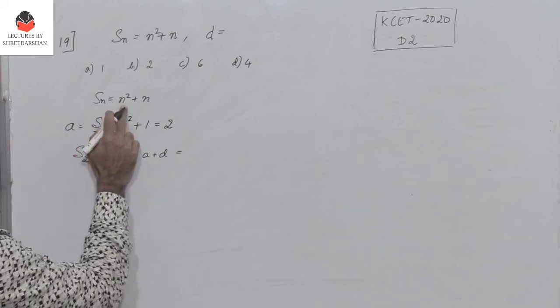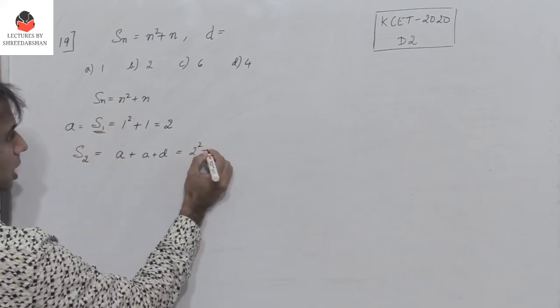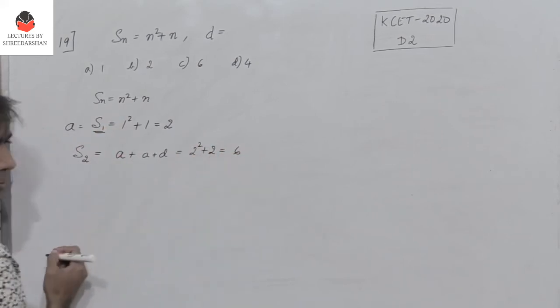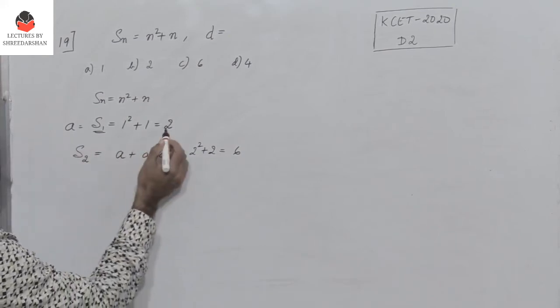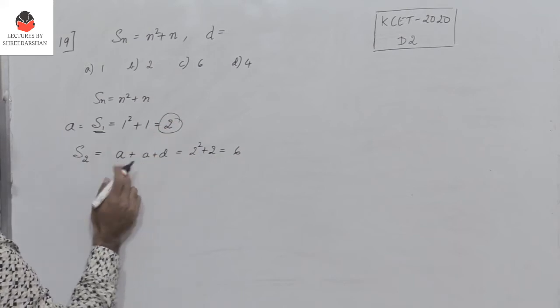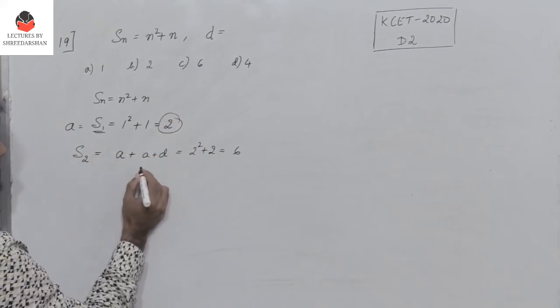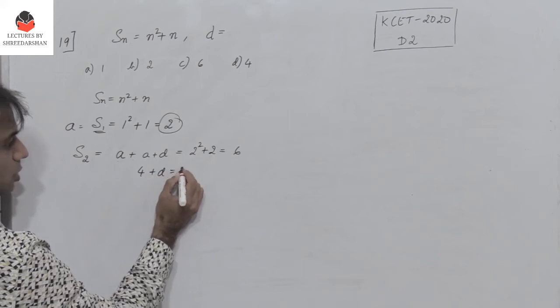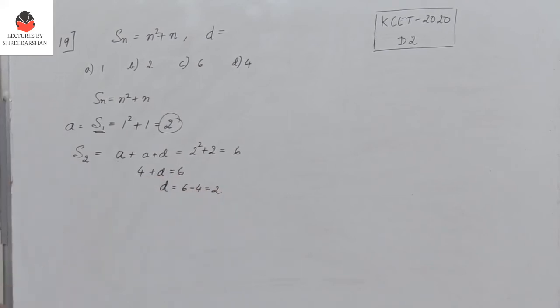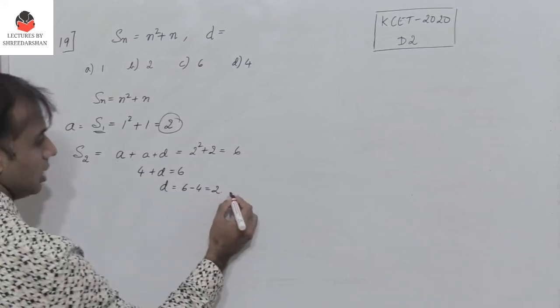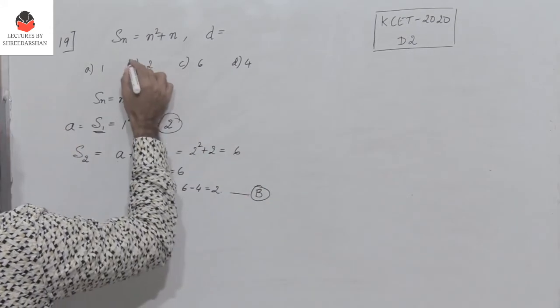So let me put 2 here, so I get 2 square plus 2, which is 6. And this is nothing but a plus d. So we know a is 2, so let me substitute that here. So I get 2 plus 2, which is 4, plus d equals 6, or d equals 6 minus 4, which is 2. So 2 happens to be the common difference, and we find that the answer is B.